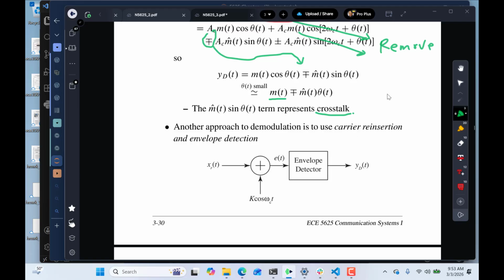So what do we have? So we'll look at that. There's another approach that's very interesting, and this is kind of the way amateur radio definitely works. It's called carrier reinsertion followed by envelope detection. So rather than multiplying by the carrier, you just add a strong carrier in, and it turns out it just has to be very, very close, and then you can get the information back. You follow it, though, with an envelope detector.